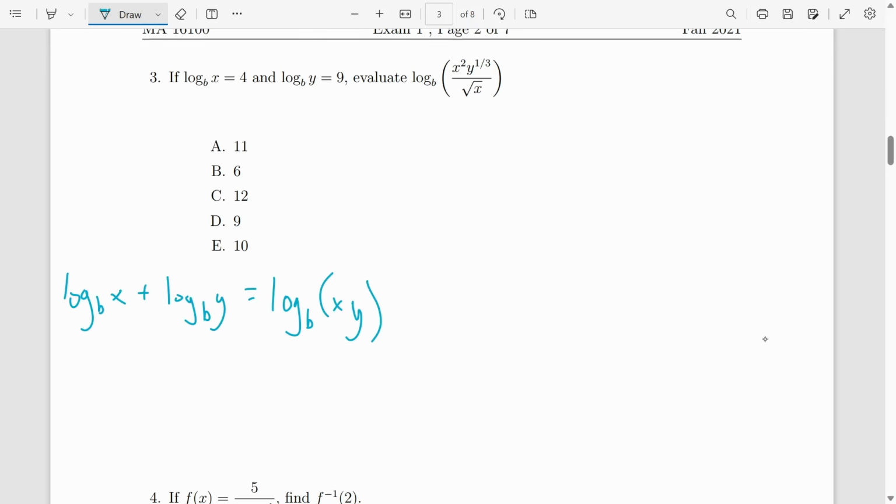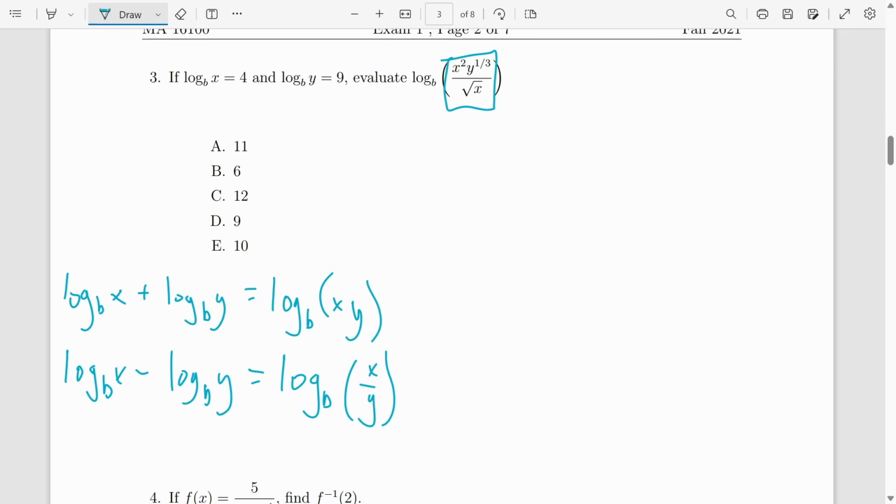The second one is kind of the same, but with a minus sign. If you have 2 logs being subtracted, so log base b of x minus log base b of y, it is 1 log where they are being divided. And of course, you can go the other way around too. If you've got 1 log with a fraction in the middle, as we have up here, that's probably the first thing we're going to do, then you can split it into 2 different logs that are being subtracted.